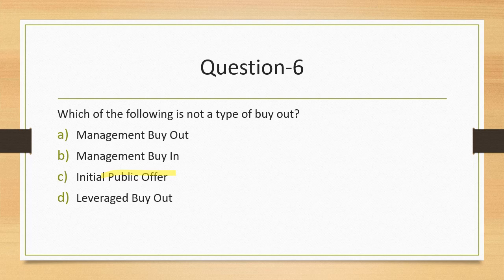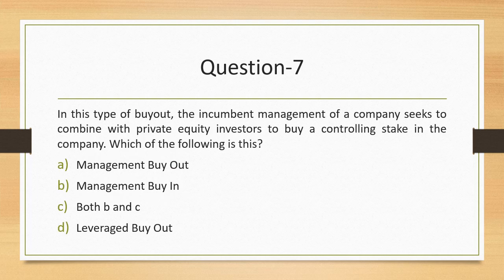We move on to question number 7, but prior to that I just want to reiterate that the answer here is initial public offer. Question number 7: in this type of buyout, the incumbent management of a company seeks to combine with private equity investors to buy a controlling stake in the company. What kind of buyout is this? Is it a leverage buyout, a management buyout, a management buy-in, or both buy-in and buyout? Well, the answer is simple. This is precisely what we call a management buyout.